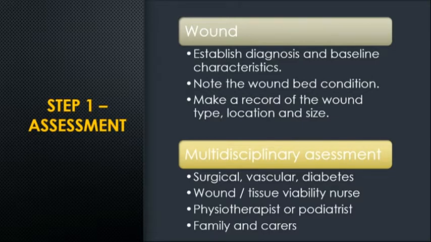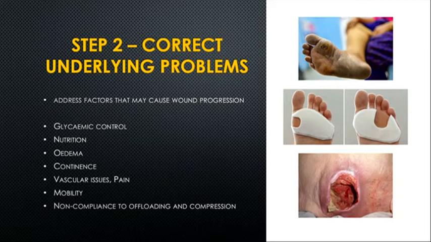So again, I've listed these components in the multidisciplinary assessment not to indicate that you need to get all of them into your clinic and deal with it, but at least give them a thought about the factors that may be propagating the chronic wound. The second step is to correct any underlying problems. Again, like what I said, the wound is the most obvious problem, but there are a lot of invisible underlying problems. The wound is only the tip of the iceberg.